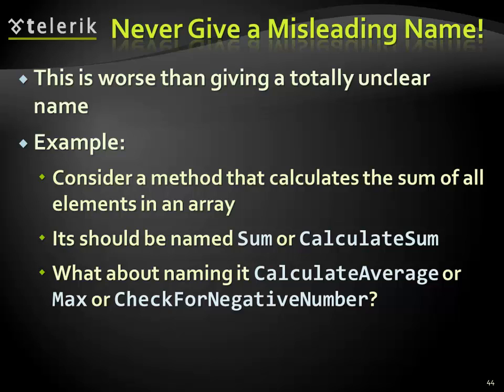Consider a method that calculates the sum of all elements in an array. It should be named sum or calculate sum, but what about if it was named calculate average or max or check for negative number? That would mislead a lot the developer that is trying to understand what this method is doing and just continue reading through the code without having to deep dive into the method. Also be very careful when you do copy paste, because that's how most of the errors get introduced into the code.